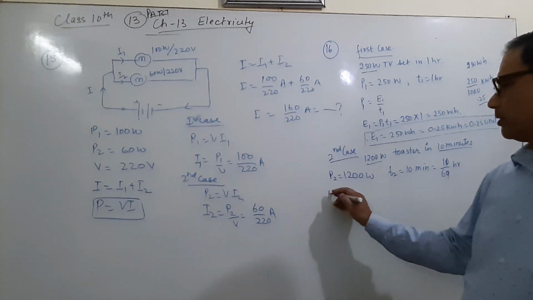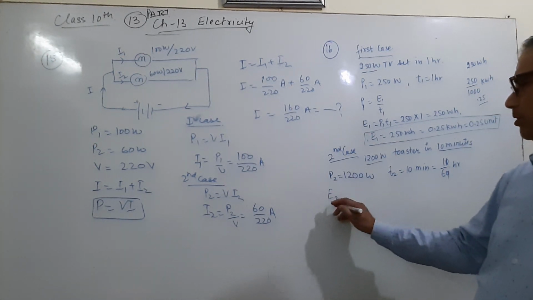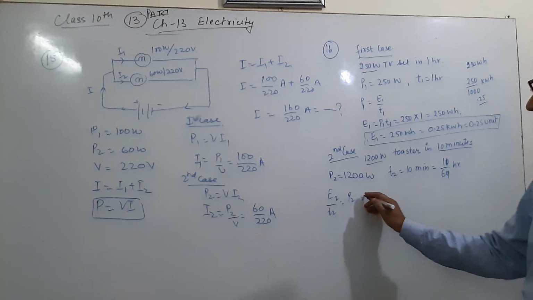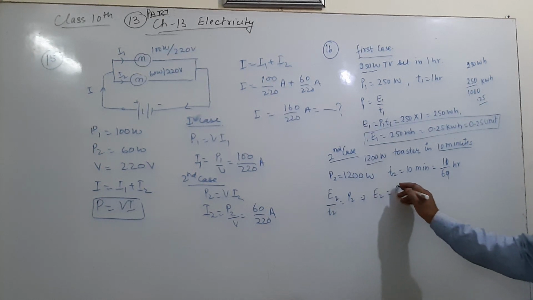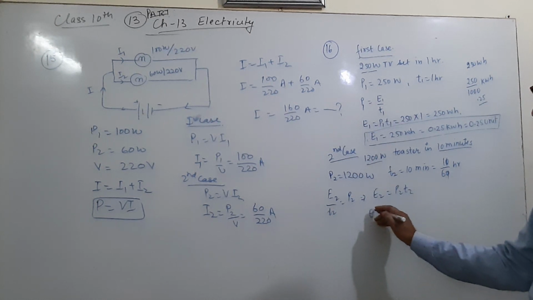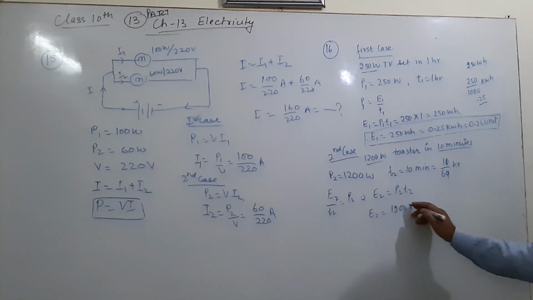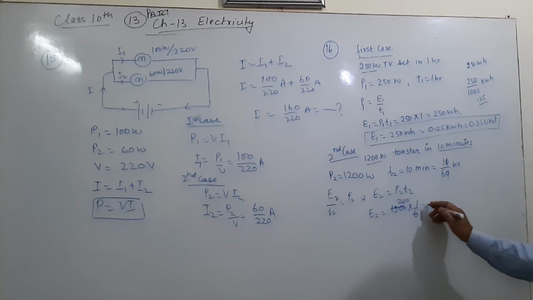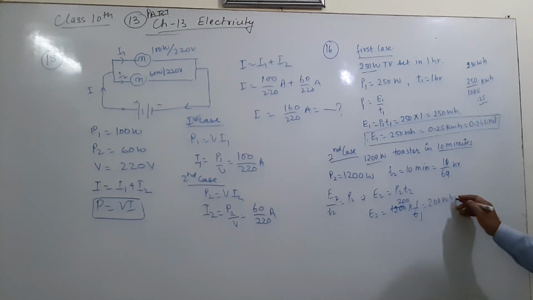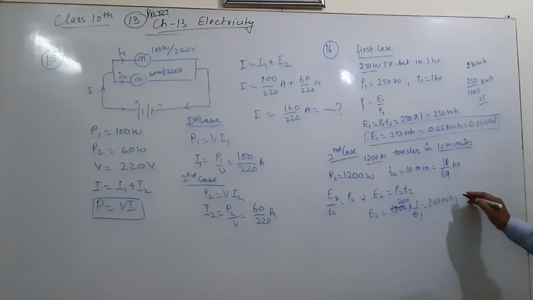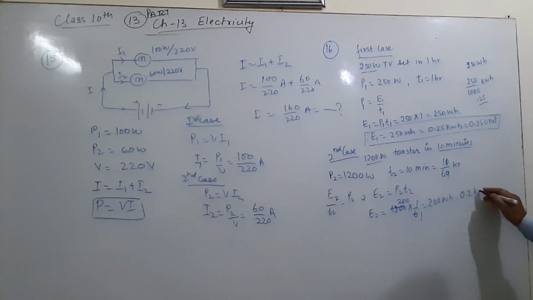Then according to the formula, E2 upon T2 is equal to P2. This is your formula. And now again cross multiply. E2 is equal to P2 into T2. Then E2 is equal to P2. What is P2? 1200 watt into 1 by 6. This will cut. This is your 200 watt hour, and converted into kilowatt hour, divided by 1000, 0.2 kWh, which means we can say 0.2 unit.